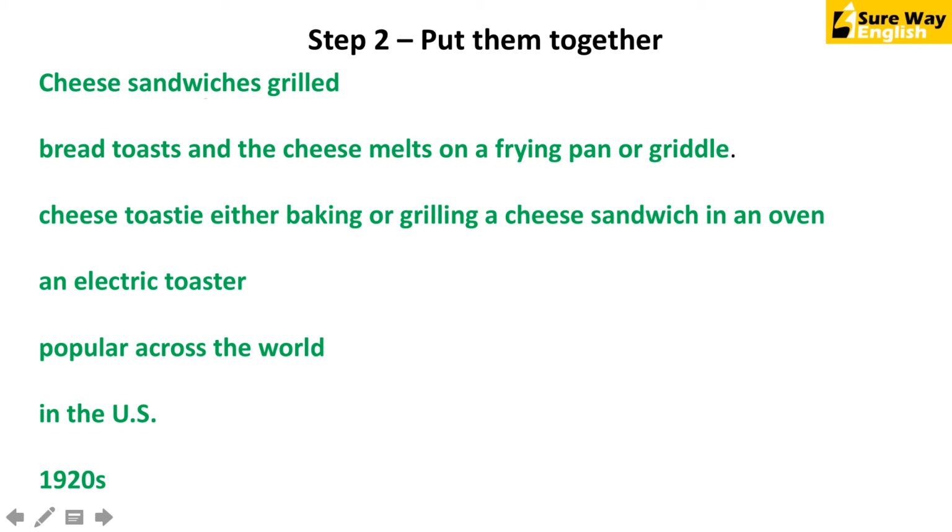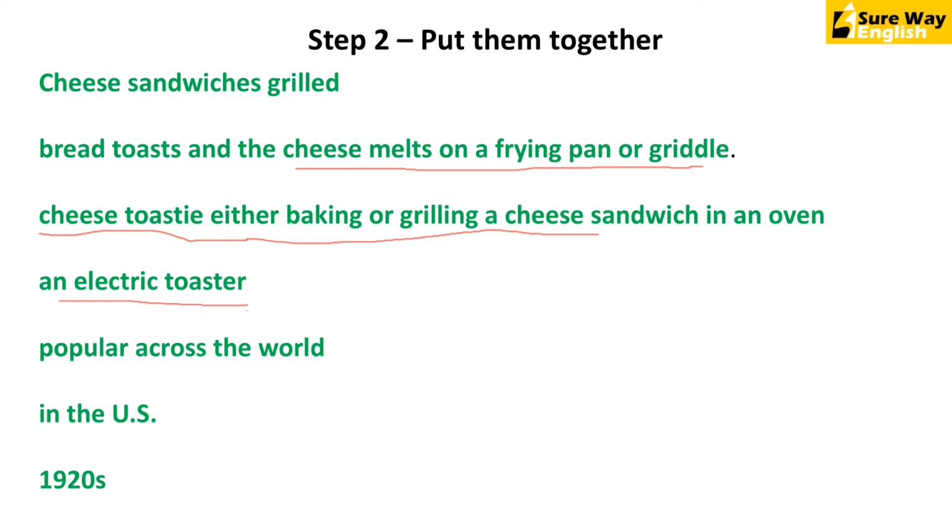Here we are. Now just try to combine them together. Let's start with saying cheese sandwiches grilled. Let's change it a bit. Grilled cheese sandwiches have toasted bread and melted cheese and can be made on a frying pan or a griddle, but they can also be made into a toasty form by baking or grilling in an oven or an electric toaster, and they have been popular across the world and in the US since the 1920s. So this looks more or less like a good structure.